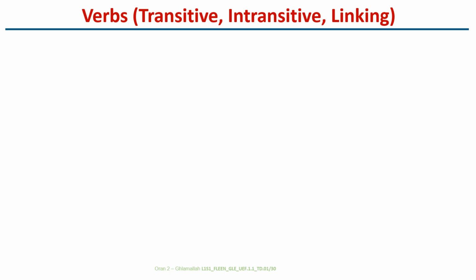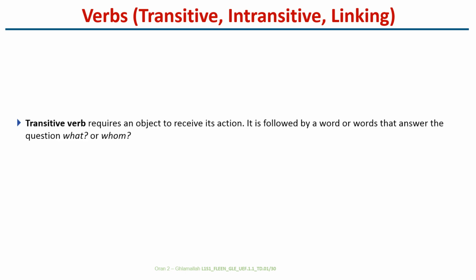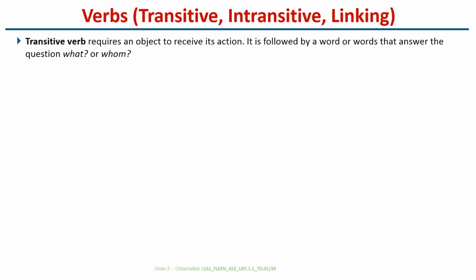Verbs can also be divided into 3 other main categories: transitive, intransitive, and linking. A transitive verb requires an object to receive its action. A transitive verb is an action verb that is followed by a word or words that answer the question what or whom. For example, Martha ate the sandwich. What did Martha eat? A sandwich.